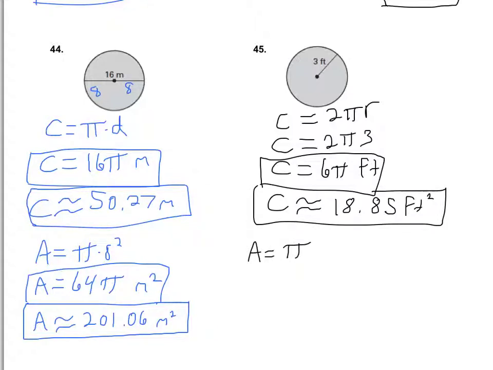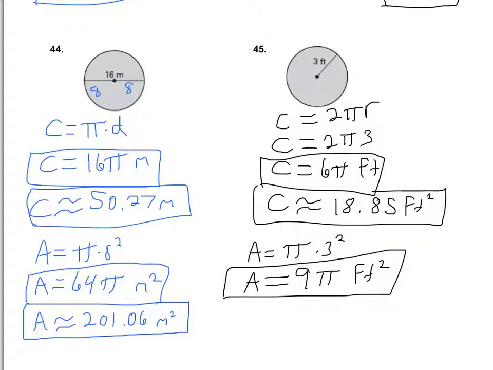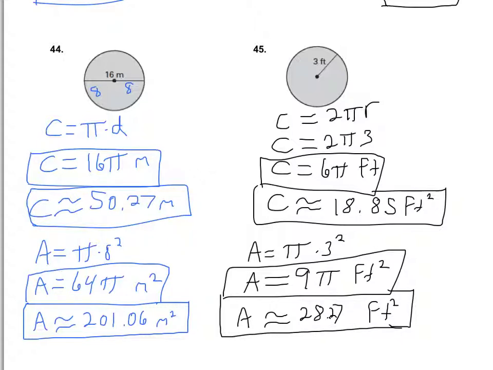Area, of course, is pi r squared, so pi 3 squared. So the exact area is 9 pi square feet. And if I type 9 pi into my calculator, the approximate area is 28.27. So even though that circle looks kind of small on our paper, you could fit 28.27 1 by 1 foot squares in there. All right, that's it. Good luck in your studying.